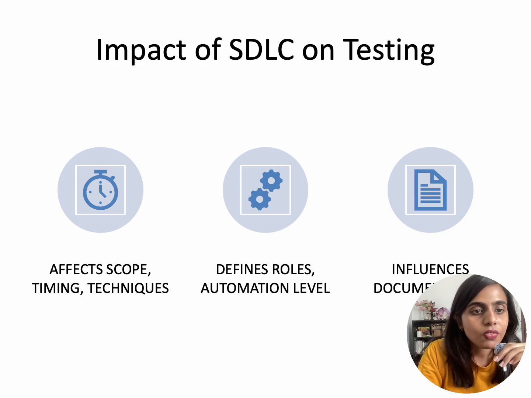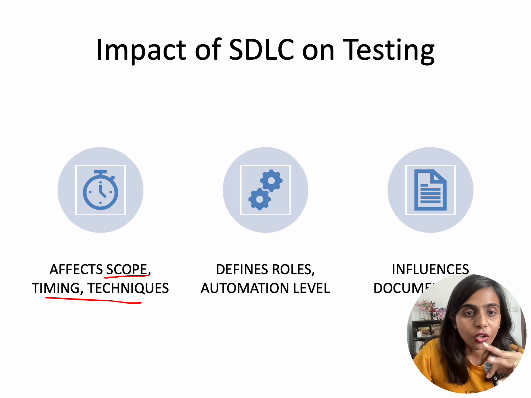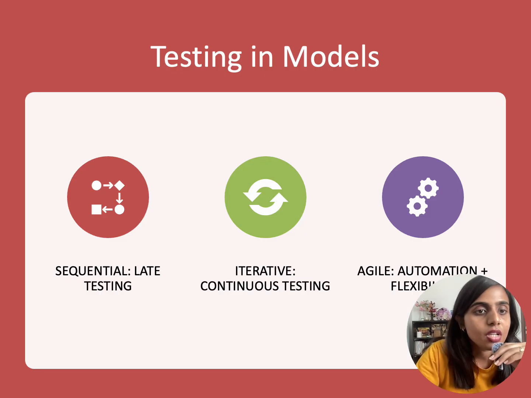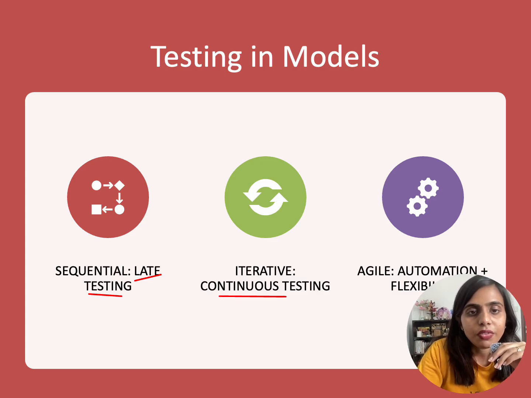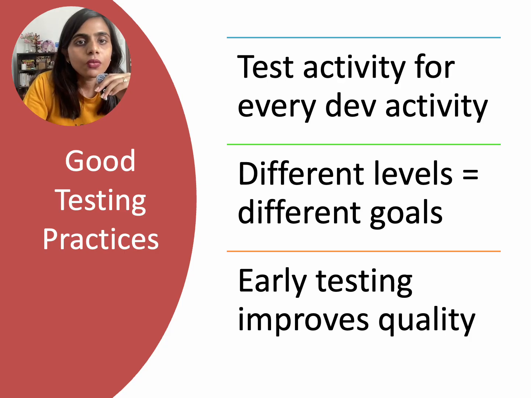Then we saw the impact of SDLC. It is based on the scope, timing, techniques, the extent of automation, the extent of test documentation, or the roles and responsibilities of testers. Now testing in models: in the sequential model it is late testing, in iterative it is continuous testing, and agile is a part of iterative. Now for good testing practices, we saw the V model, right? There was a test activity corresponding to every development activity, and the development cycle itself is driven from the test, keeping the test approach in mind.